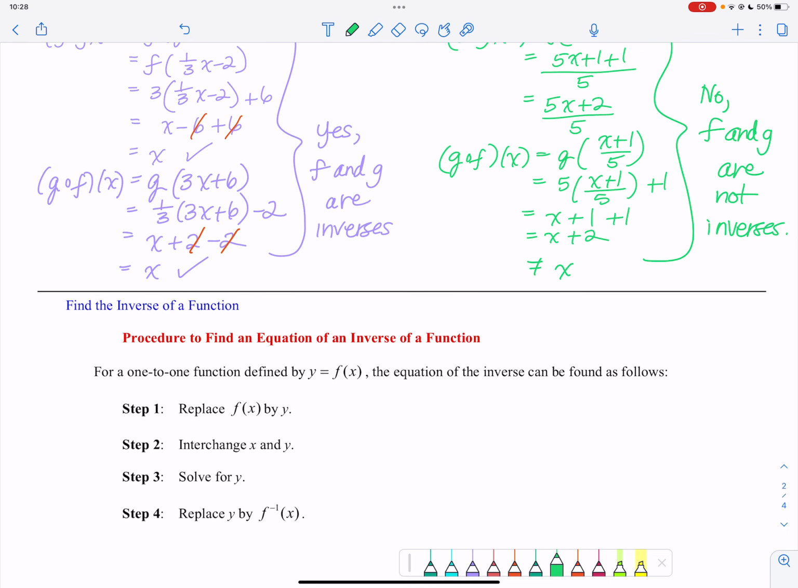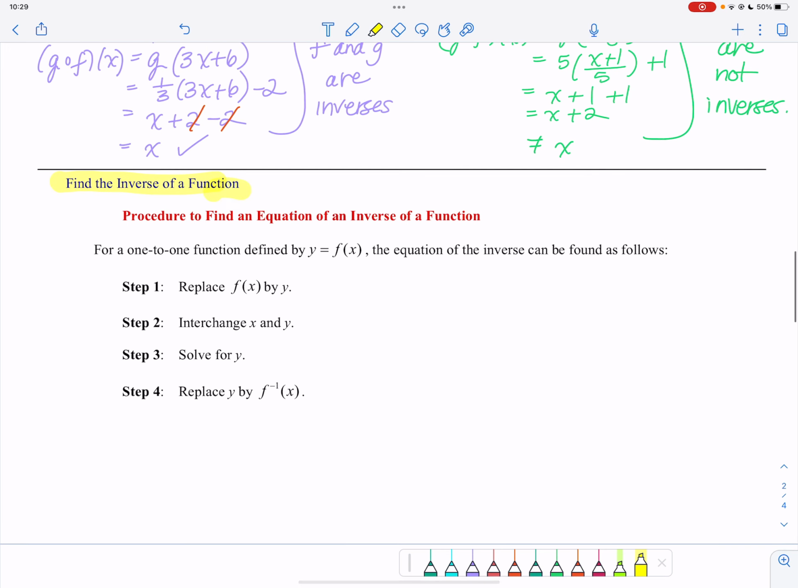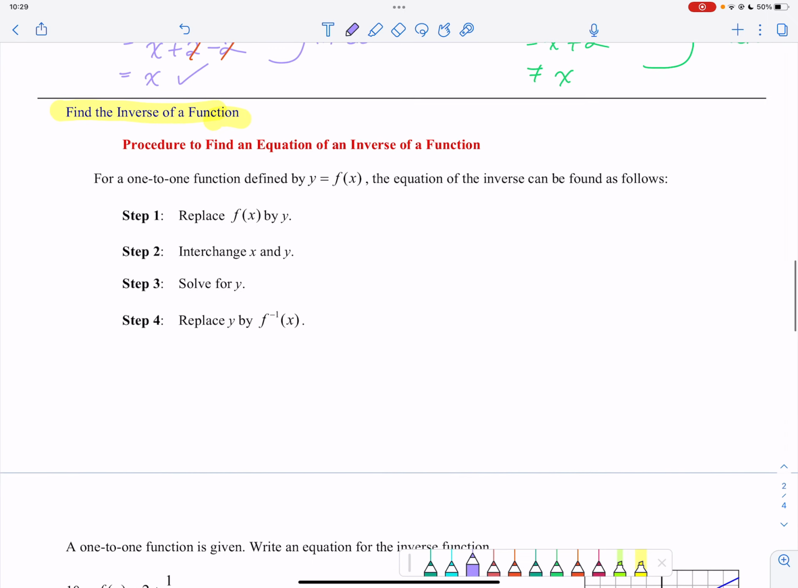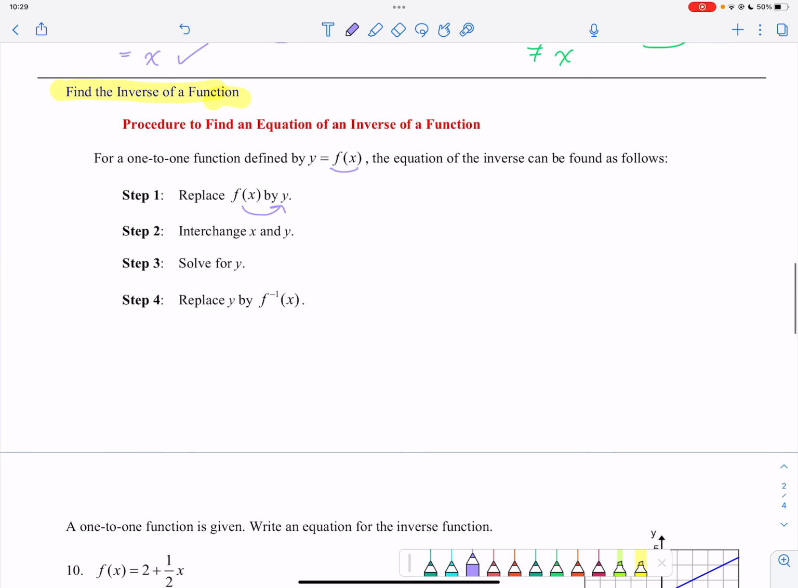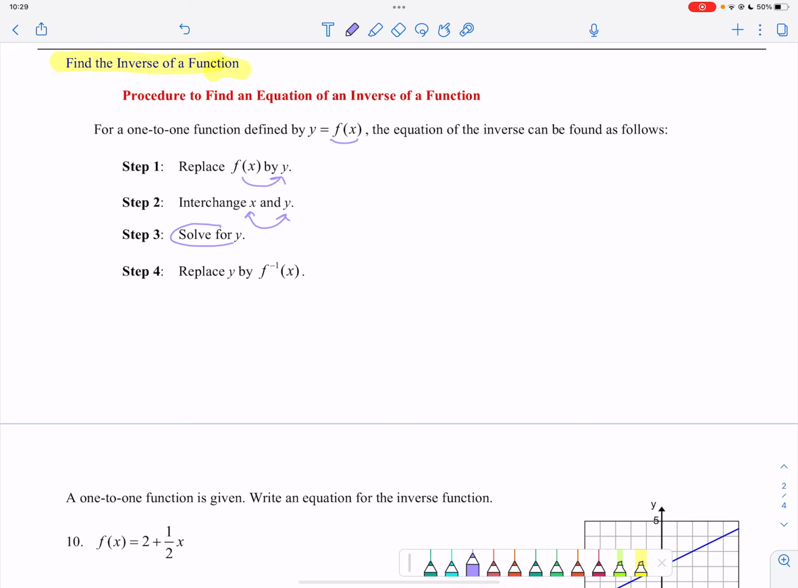Okay, now let's see how we can be given a function and find the inverse of that function. We have a few steps here. The first one, if you're given a function that uses the notation f of x, first replace f of x with y. You may be able to skip that step. Then we will interchange x and y, and then we will solve for y. And whatever you get for y, that will be equal to f inverse of x.